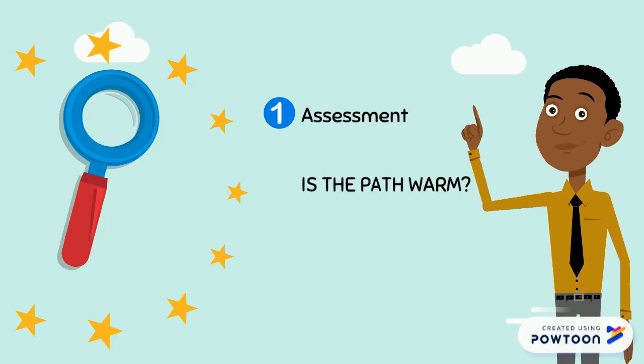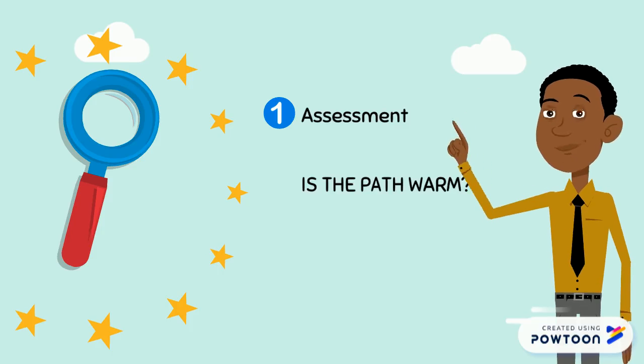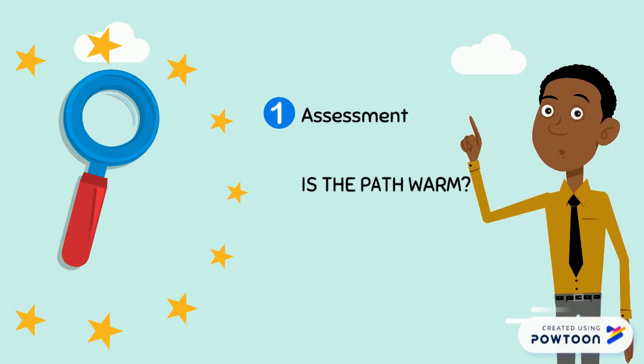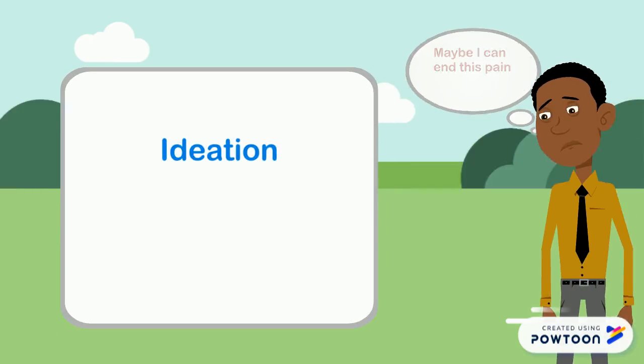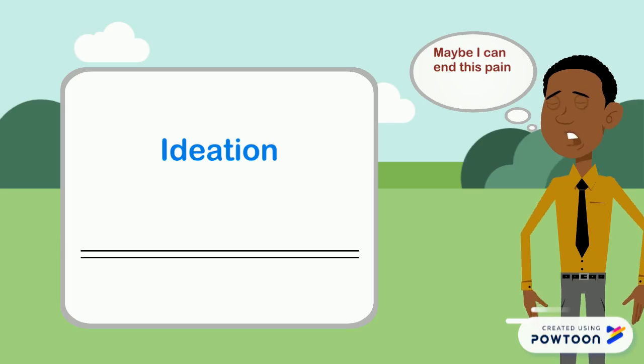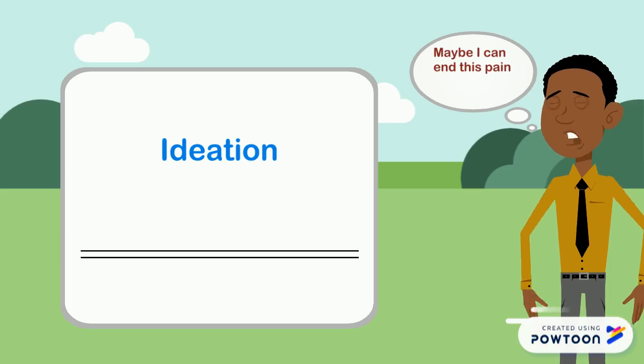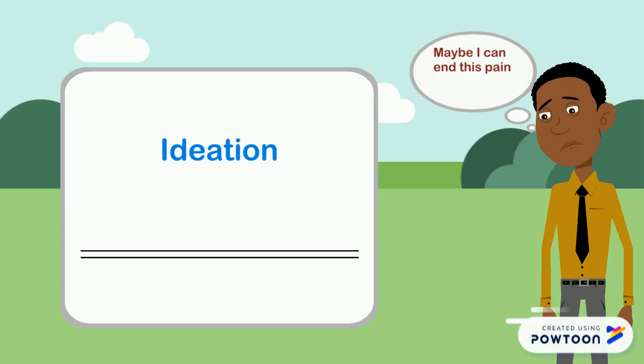Acronyms are always helpful when we're trying to remember how to complete an effective assessment. In the case of suicide assessment, the acronym we're going to work with is IS PATH WARM. The I in IS PATH WARM stands for ideation. Remember last semester when we talked about passive ideation versus active ideation. Does the client have ideation and a plan? That's active ideation.